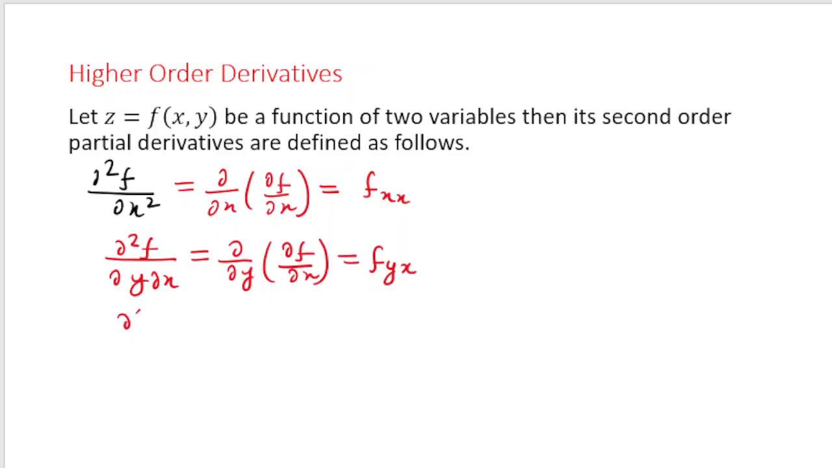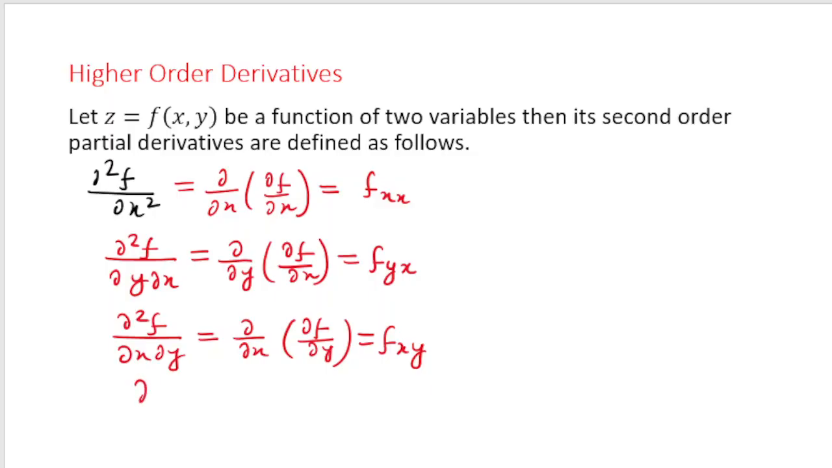Similarly, we can also define del 2 f by del x del y. So you are smart enough to guess that this time it will be del by del x of del f by del y, and in shorter notation it will be written as f of xy, and del 2 f by del y square can be written as del by del y of del f by del y. So this will be written as f of yy. Okay.